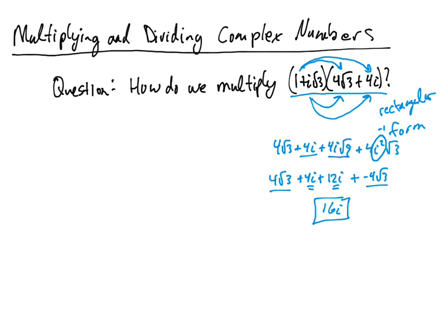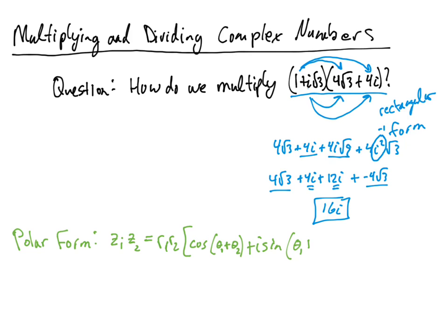Well, what we can do is, if we are given the complex numbers in polar form, there's a product rule that we can follow. So if we have two complex numbers, z1 and z2, and we're multiplying those, what we do is we multiply the r values, so r1 times r2, and then we're going to add the angles, so cosine of theta 1 plus theta 2 plus i sine theta 1 plus theta 2.